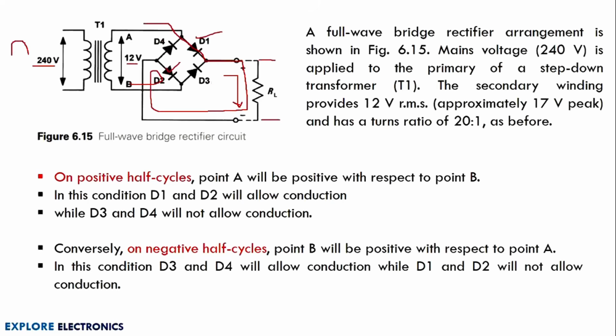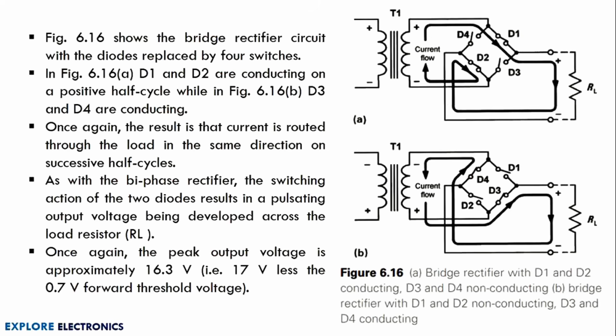And when the negative half cycle of the input is given, what happens? D4 and D3 become forward biased. So the current direction will be like this. The current will flow through D3 and again through RL, then through D4, and it reaches the other point. This is how the bridge rectifier is going to work, and the direction of current will be the same in this direction. Okay, so let us understand the working.